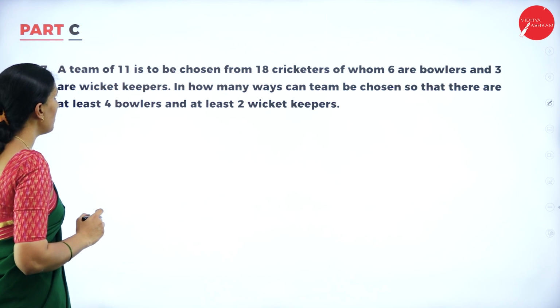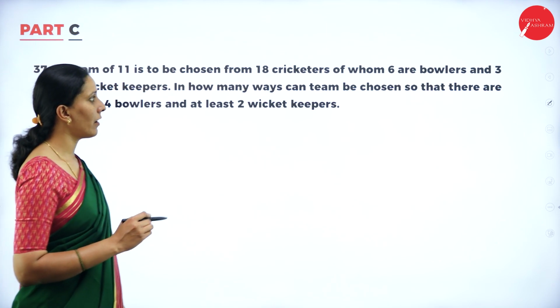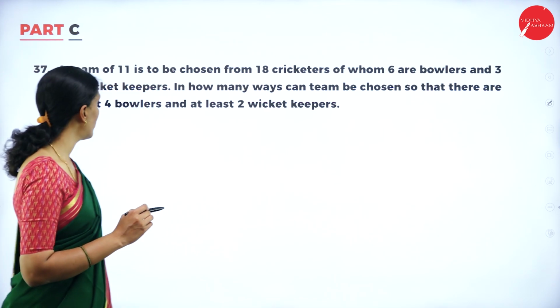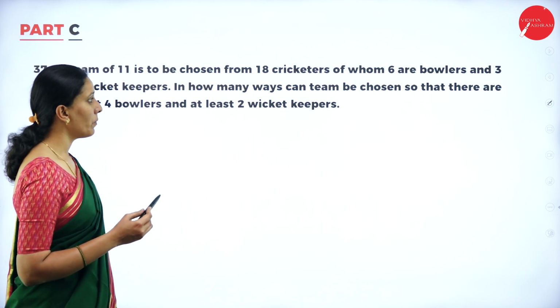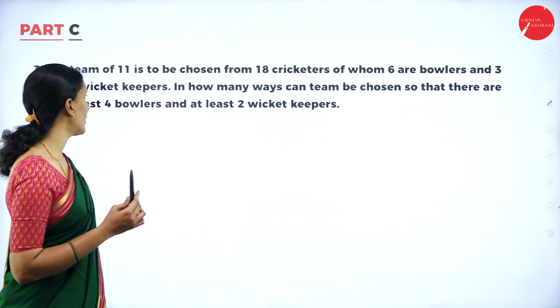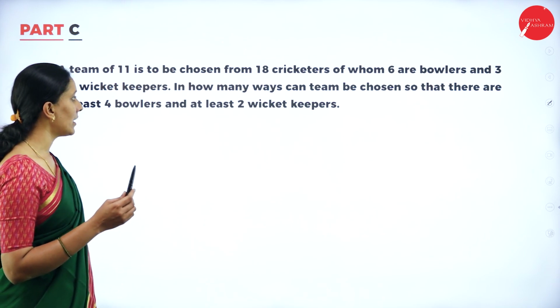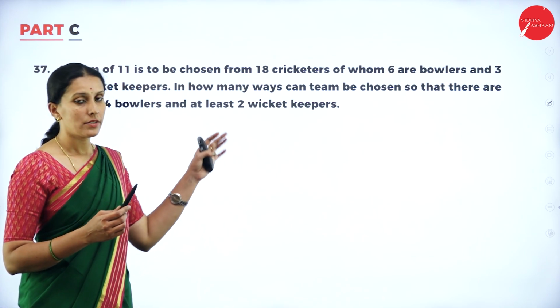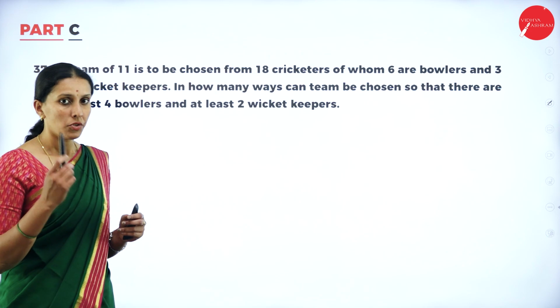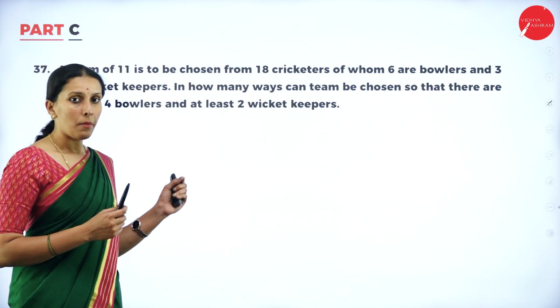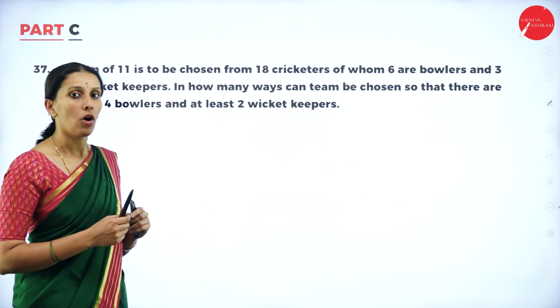Next we have a team of 11 is to be chosen from 18 cricketers of whom 6 are bowlers and 3 are wicket keepers. In how many ways can the team be chosen so that there are at least 4 bowlers and at least 2 wicket keepers? So it's a question from combinations. So you will get one question among the 3-mark questions from the combination.